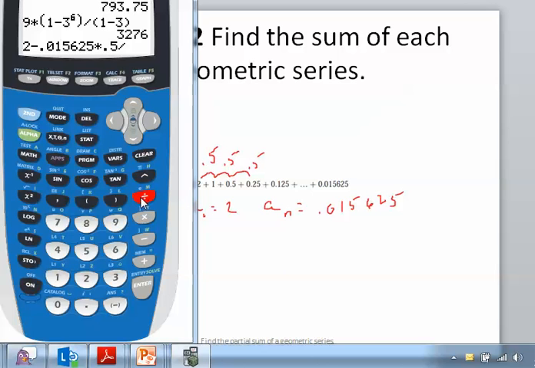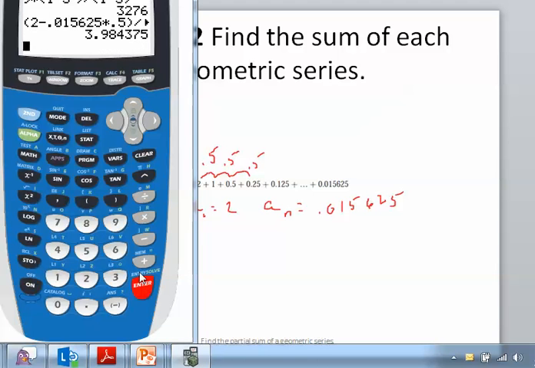divided by, oops, you know what? I'm going to have problems with that. Let's try this again. Parenthesis 2 minus 0.015625 times 0.5 parentheses. I need to put that numerator in parentheses because it's a minus sign there, and I don't want it messing up and just dividing the last number by this, okay? Divided by 1 minus 0.5. And what do I get when I do that? I get 3.984375.